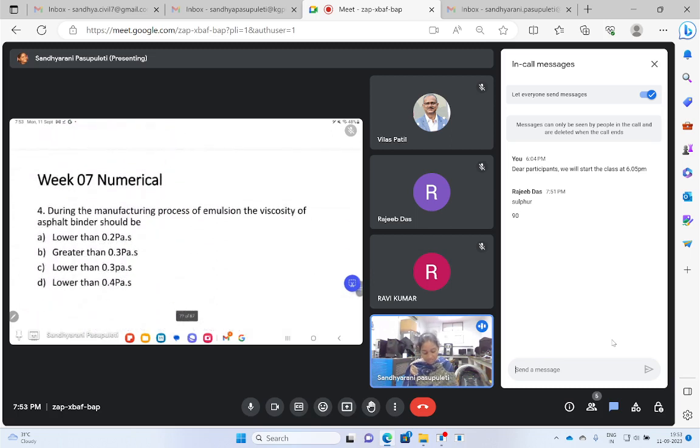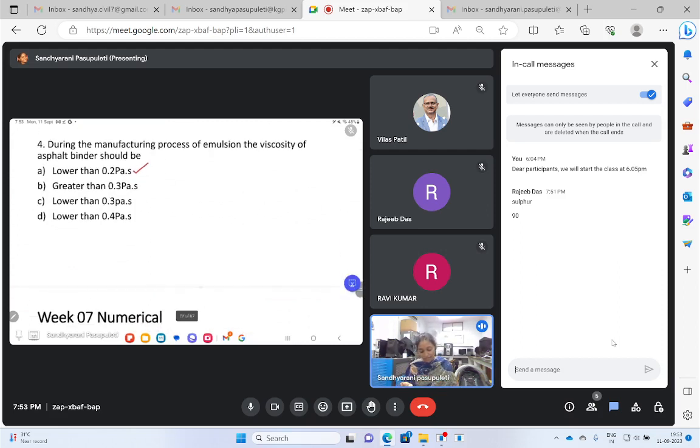During the manufacturing process of emulsion, the viscosity of the asphalt binder should be. I told that initially before adding the water and emulsifier, we need to heat the bitumen to around 100 to 140 degrees. So that 100 to 140 degrees actually corresponds to a viscosity of 0.2 Pascal second. So we need to maintain the base binder's viscosity less than this. Then we will be trying to add the emulsifier.